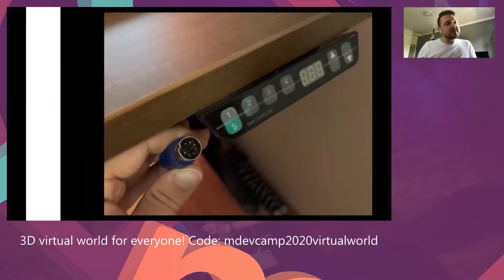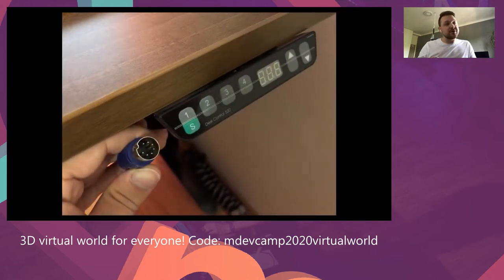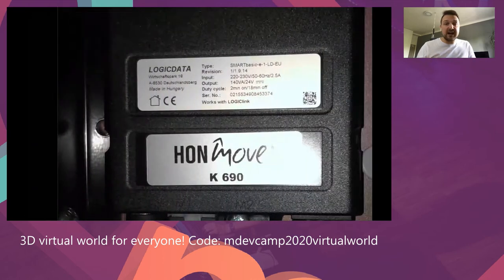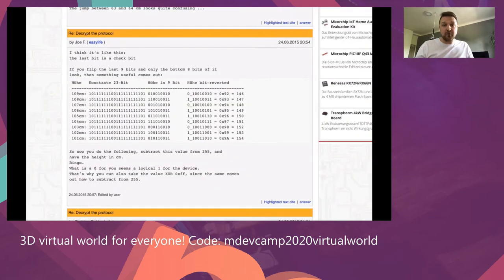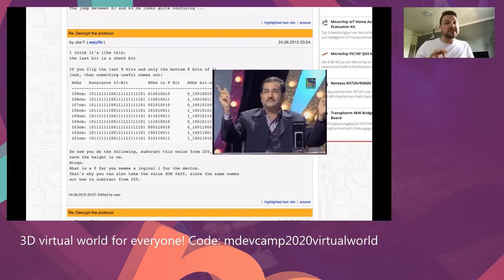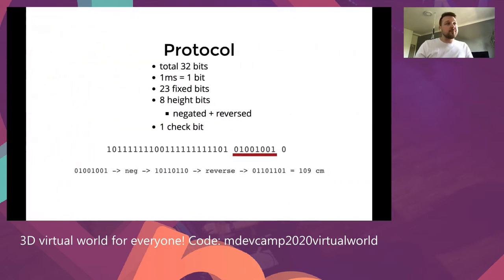So here, this is a control unit, which is connected to the motor using this connector that looks like an old keyboard connector, and the motor has logic data on it. So after a short Googling, I was able to find out that somebody already decrypted the protocol. And at that moment, I was totally sure that it is possible to control my table by voice. So what do we have here? The protocol is simple. It is composed of 32 bits. In the first 23 bits, there is a sequence which tells you that the following 8 bits are the height of the table encoded. So you take these 8 bits, negate them, reverse them, and then you have the height of the table in centimeters.